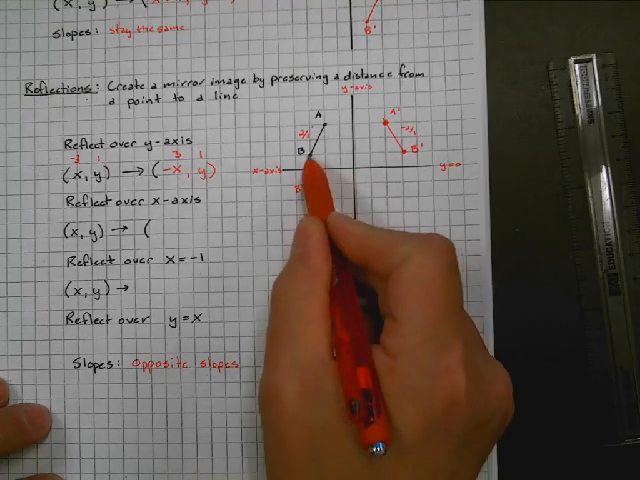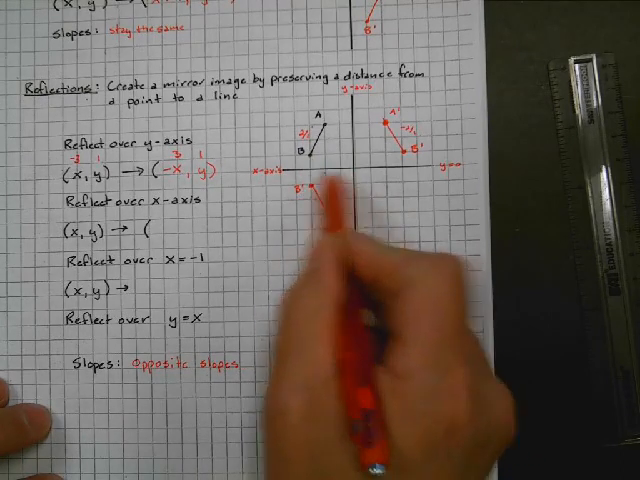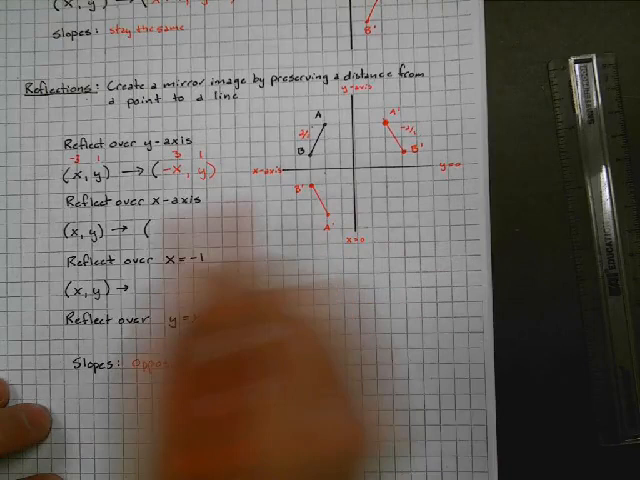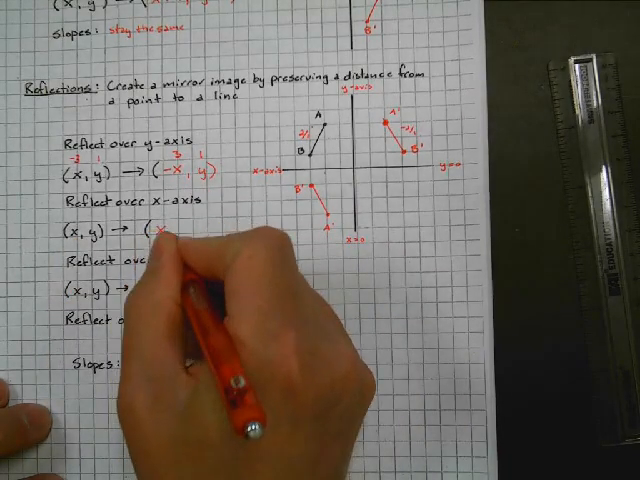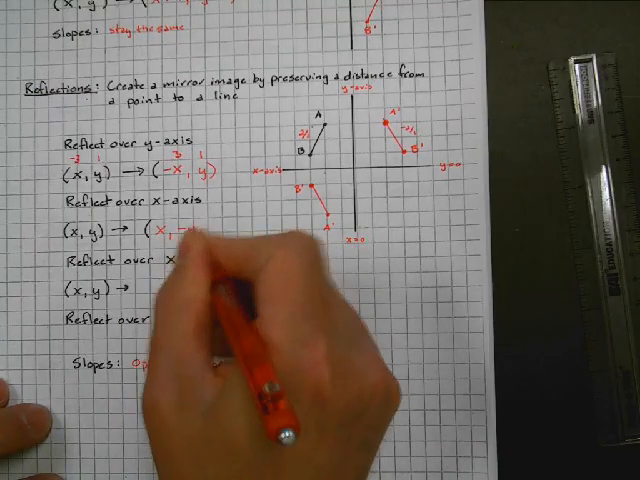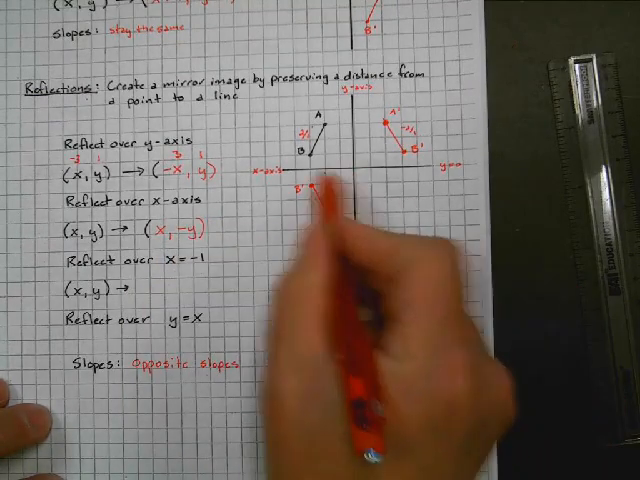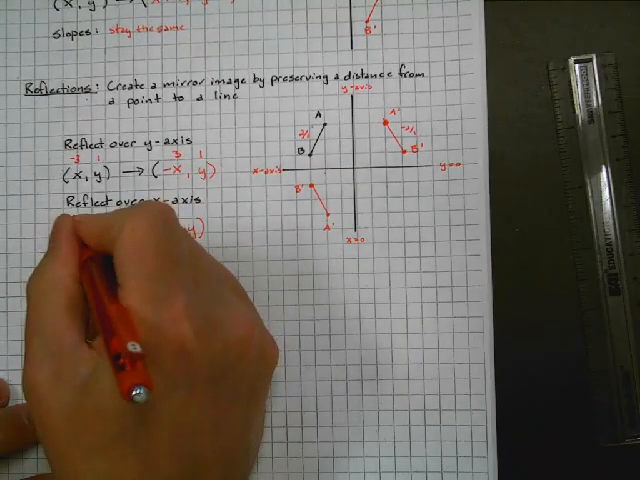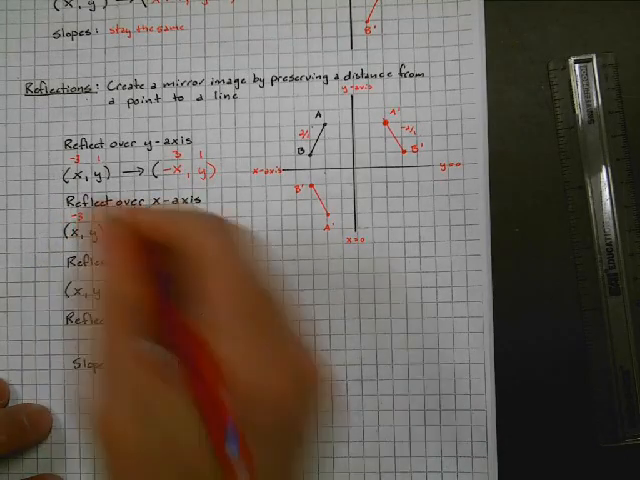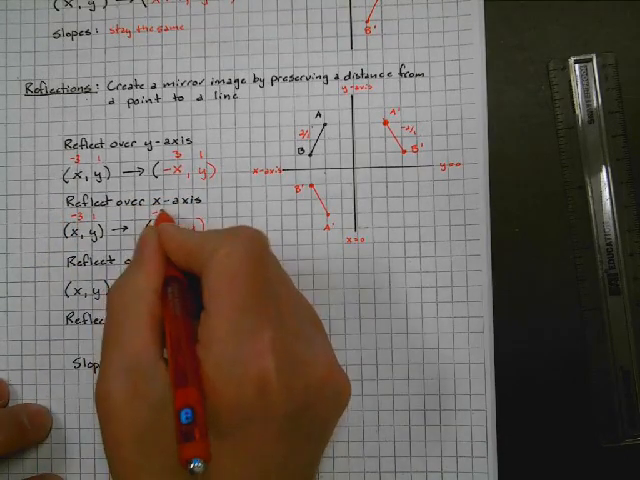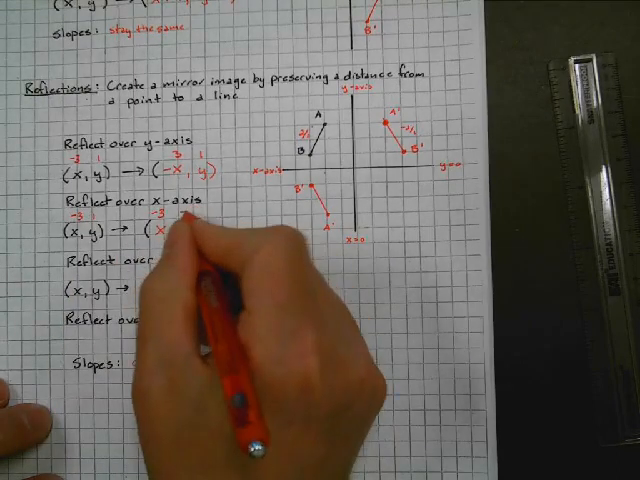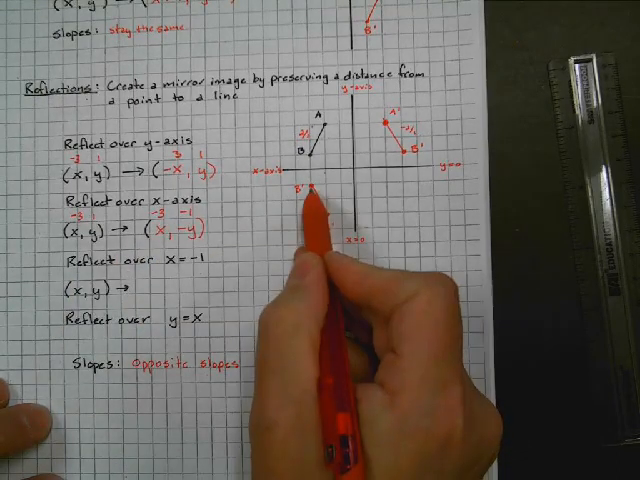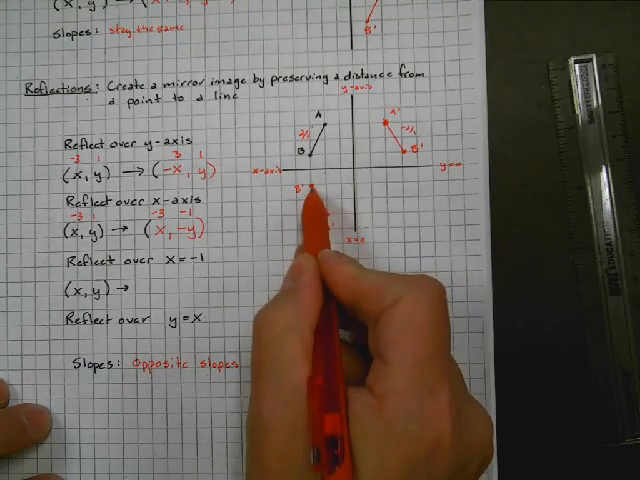Now this time, let's look at this point. This point is negative 3, 1. This point is negative 3, negative 1. So the x value is staying the same. It's the y value that is changing its sign. So if we plug in negative 3, 1 here, the x value keeps negative 3. The y value changes its sign and becomes negative 1. And that's this point right there, negative 3, negative 1.